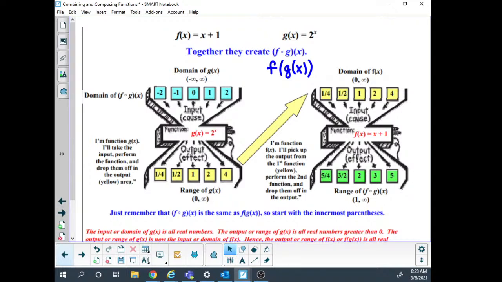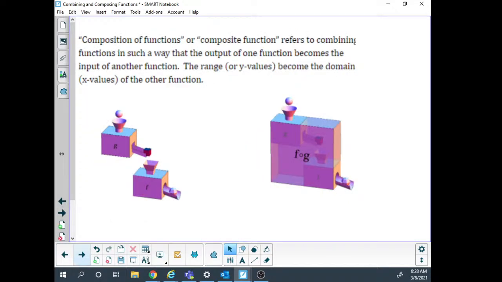At the end, if you did get all the way through the combining functions activity, there was what we call composing functions. This is another way to combine functions. I found a cool function machine diagram showing what's going on here. Composition of functions, or composite functions, refers to combining functions in such a way that the output of one function becomes the input of another function. You with me so far?